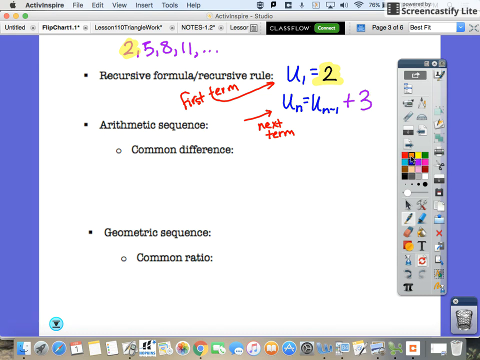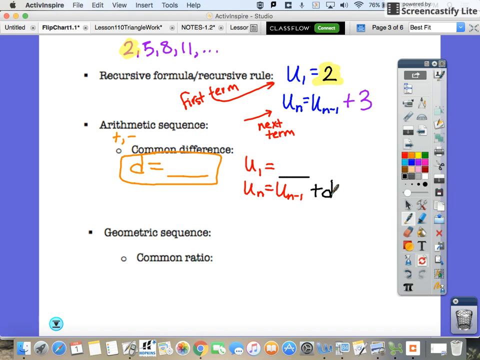There's two types of sequences. The first one is arithmetic. That means if the pattern is adding or subtracting, it's called arithmetic. If it's arithmetic, it has a common difference. D equals something. Okay? In this example, we would have u sub 1 equals whatever the first term is, and u sub n equals u sub n minus 1, plus d, the common difference. So this is what a recursive formula looks like for an arithmetic sequence.